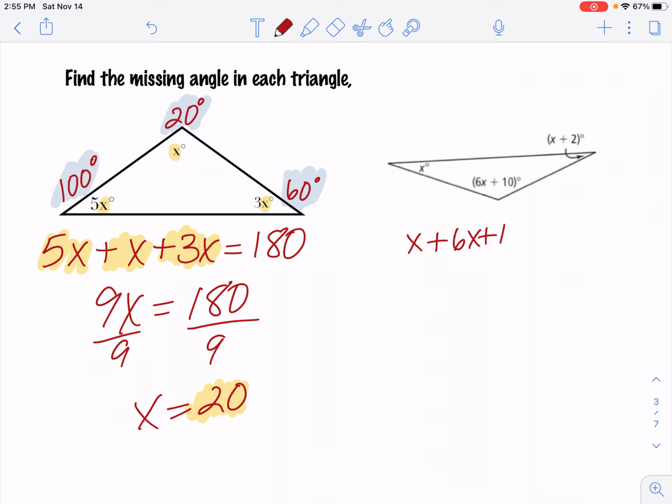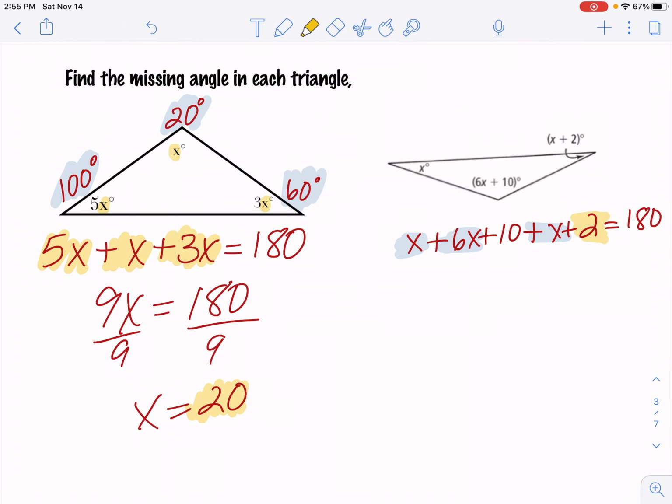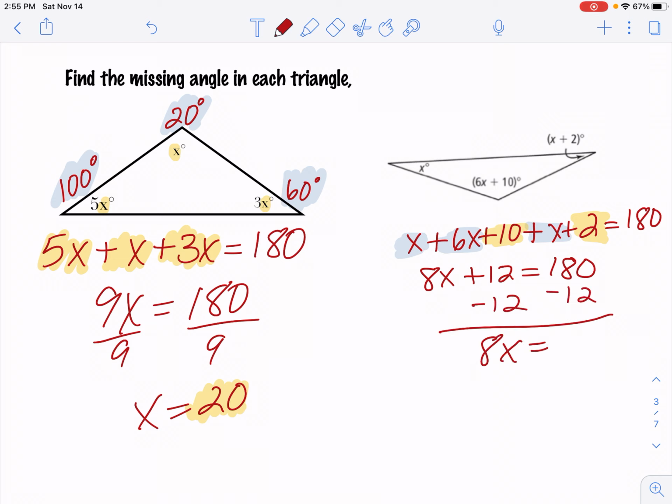In this next example, I have x terms and numbers in my equation for each of those values of those missing angles. So I can combine my x terms and I also can combine my numbers in this equation. Remember, I'm not using opposite operations because they are on the same side of the equal sign. They are a part of the same expression. And then I have two inverse operations to solve for x, and I discover that x is equal to 21.